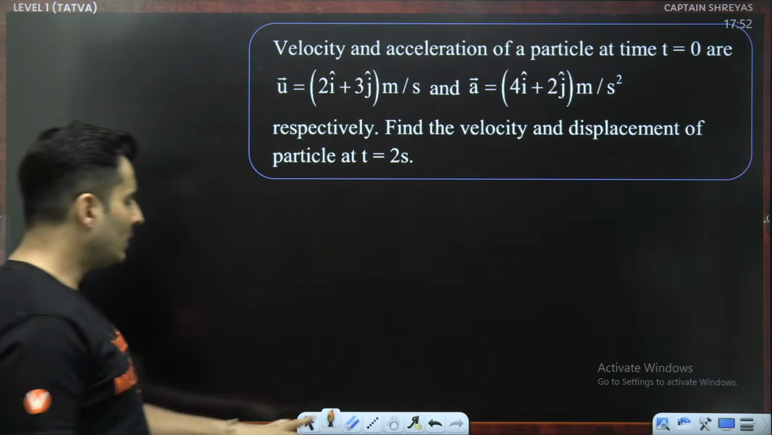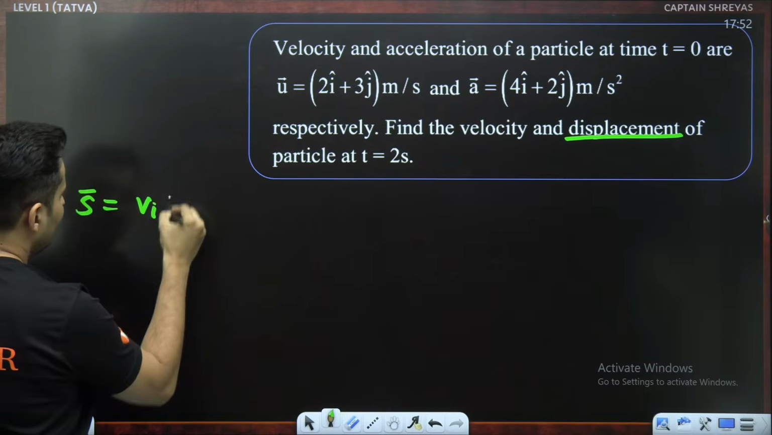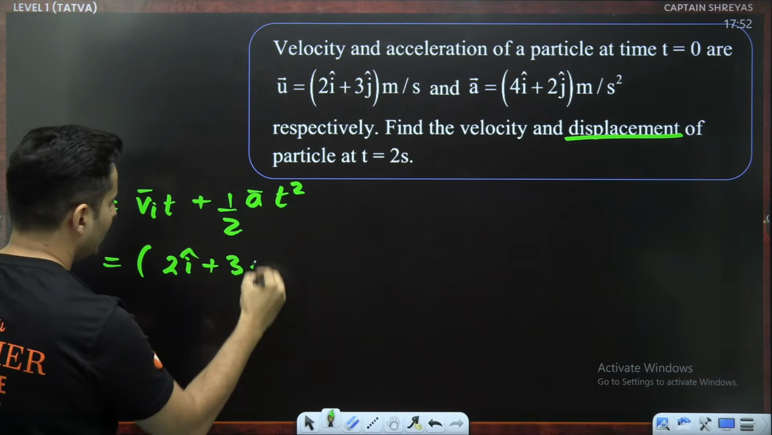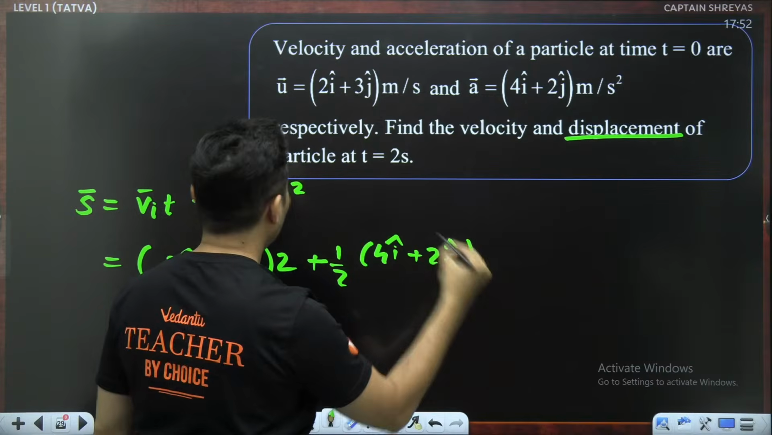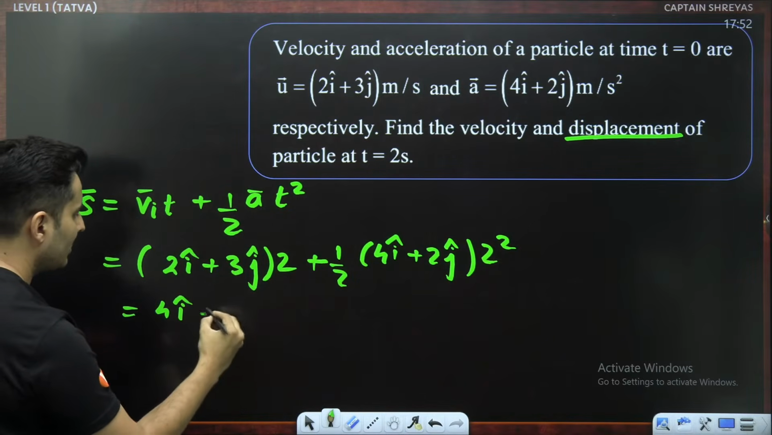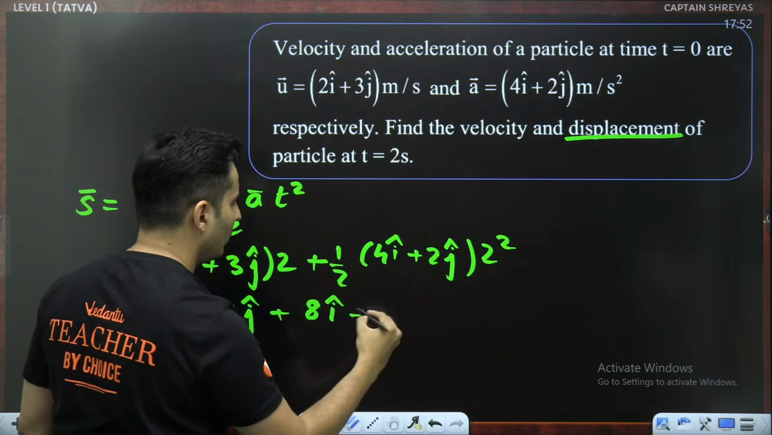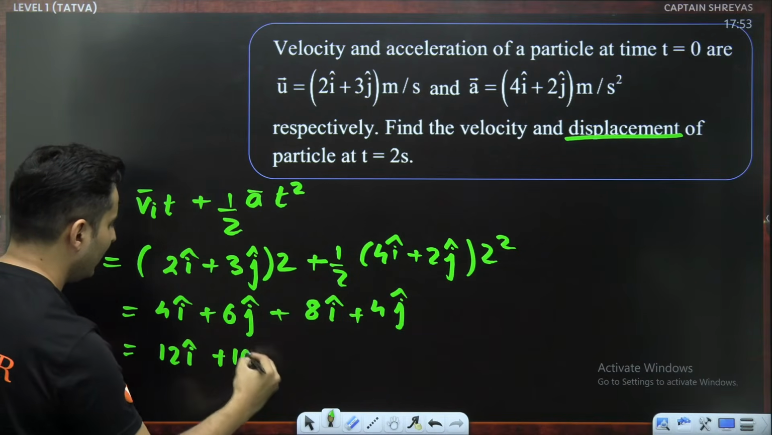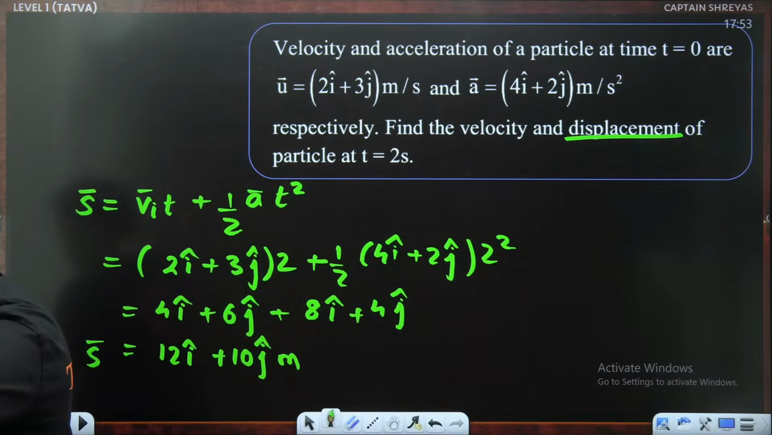That's what it is. Looking at the displacement part, let's solve the displacement. We can use the second kinematic equation. So S bar is nothing but initial velocity into time plus half into acceleration into time square. Initial velocity is 2i cap plus 3j cap, time is 2, plus half, acceleration 4i cap plus 2j cap, and t square, t is 2. So what will this be? 2 2s are 4, 4i cap, 3 2s are 6, so 6j cap, plus 2 square by 2 is 2, 2 4s are 8, 8i cap, 2 2s are 4, so 4j cap. So 4 plus 8 is 12i cap, 6 plus 4 is 10j cap meters. So the displacement is 12i plus 10j. How many of you got it?